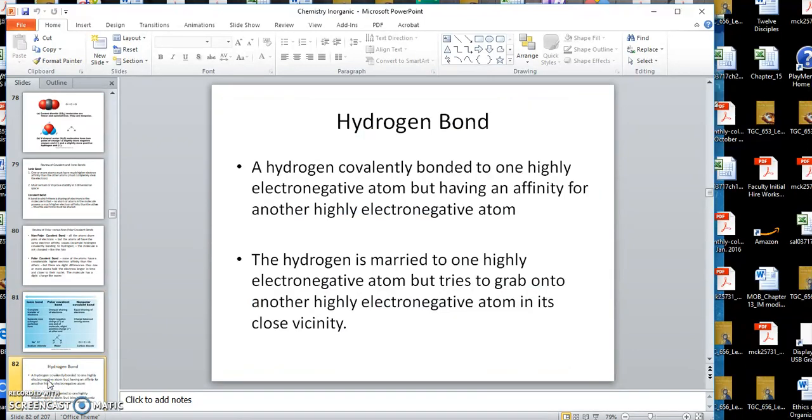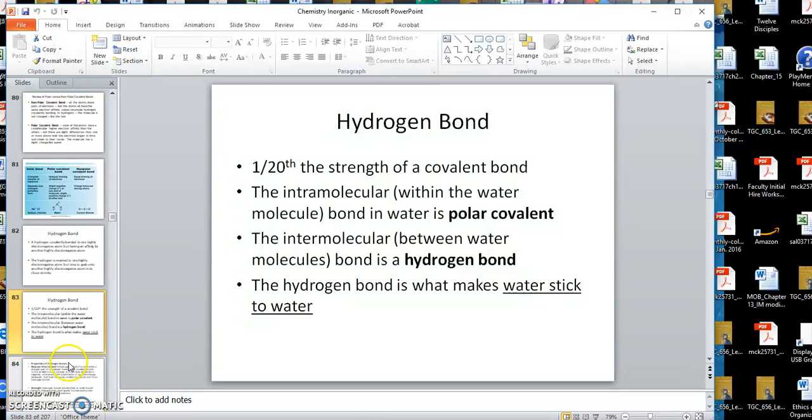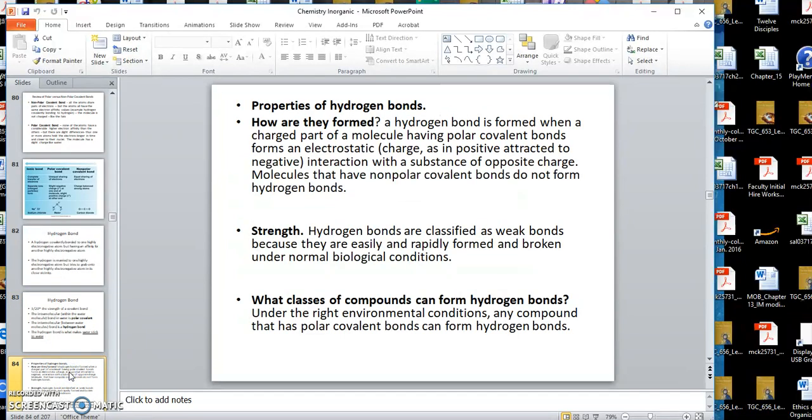Okay, a hydrogen bond is really not a bond, it's a pulsatile force. So what will happen is a hydrogen covalently bonded to one highly electronegative atom has an affinity for another one. Now the hydrogen bond is about 1/20th the strength of a covalent bond. Water sticks together because of these hydrogen bonds. So I will talk about that in the next video.